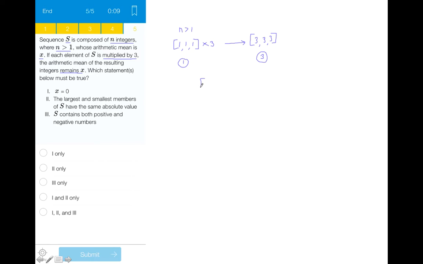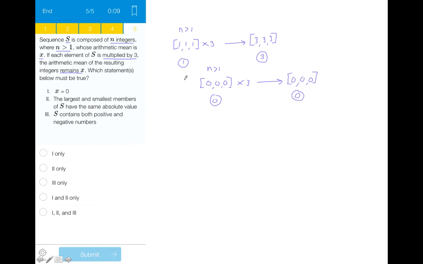But a sequence that would be 0, 0, 0. This also is a sequence that has n greater than 1. It has a mean of 0. And if we multiply by 3, we actually get the exact same sequence of 0, 0, 0, which has a mean of 0. So this sequence actually satisfies what was presented in the question and is what we're going to use moving forward. So we'll start with statement 1, where the mean is equal to 0.